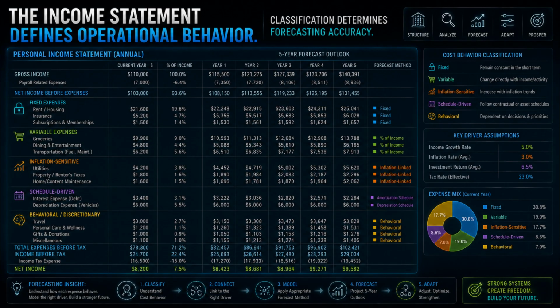We begin with the personal income statement, because the income statement measures economic activity, not merely cash movement, and this distinction matters enormously. For example, mortgage principal repayment does not appear on the income statement, only mortgage interest expense. Because principal repayment reduces a liability, it is not an expense. This is one of the most important conceptual foundations in the entire system.